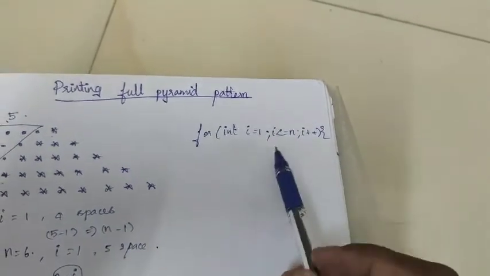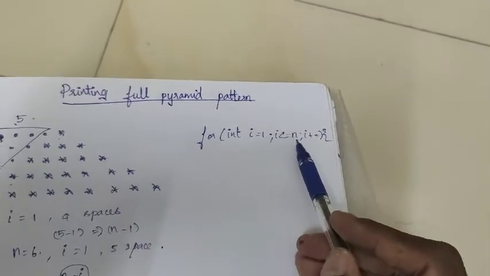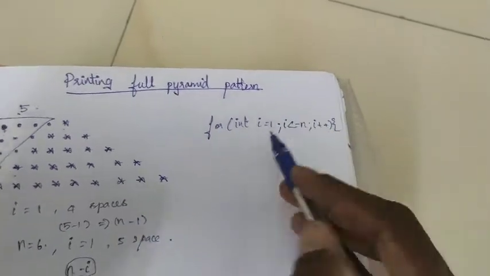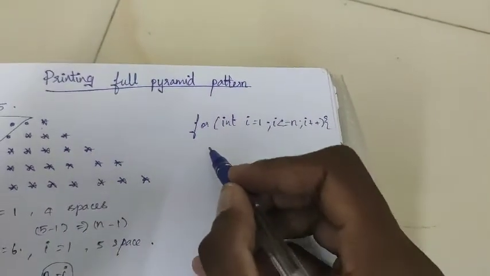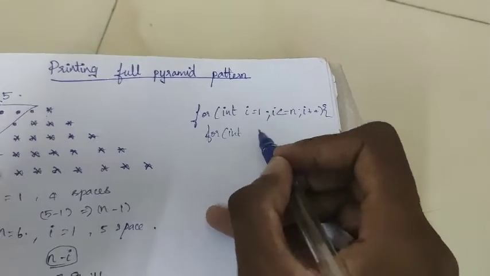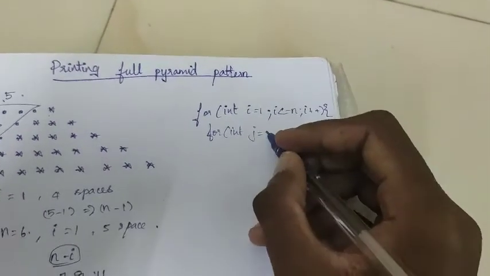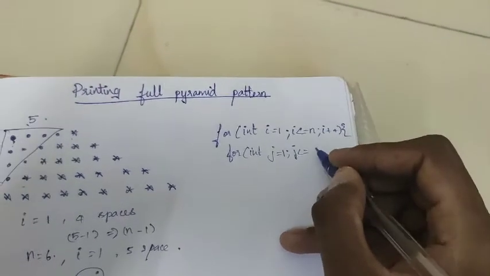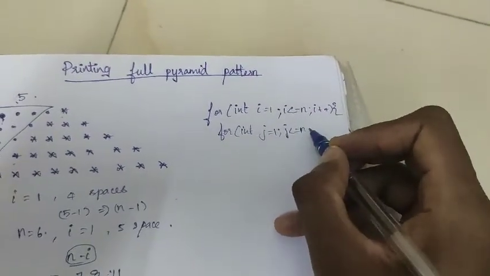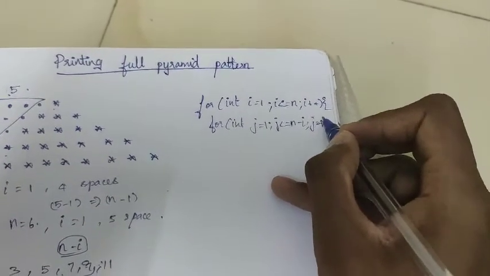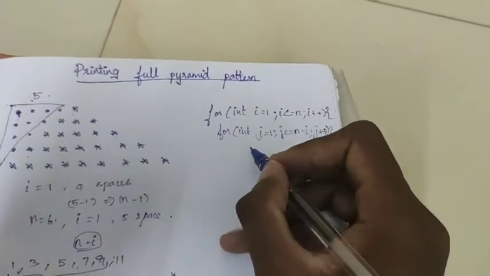Here I can see that n is equal to 5 in this case. For this diagram, I can assume n is equal to 5. So I am going to implement an inner loop: for int j is equal to 1, j should be less than or equal to n minus i, j plus plus. This is for printing the spaces.